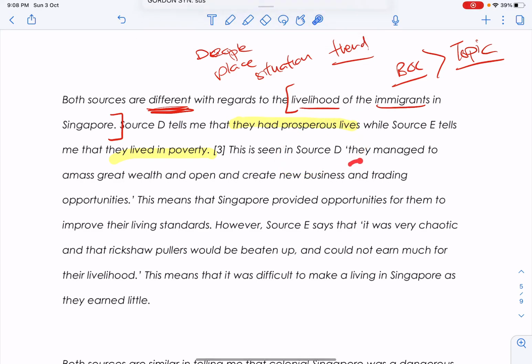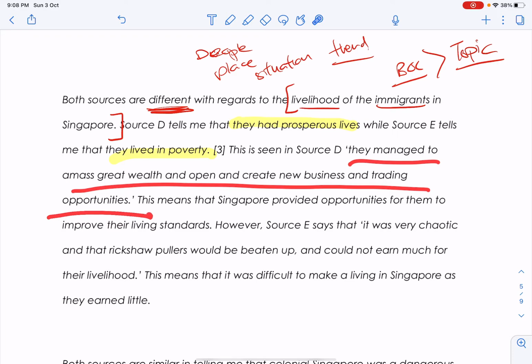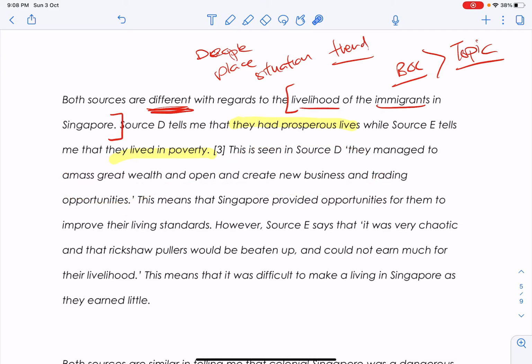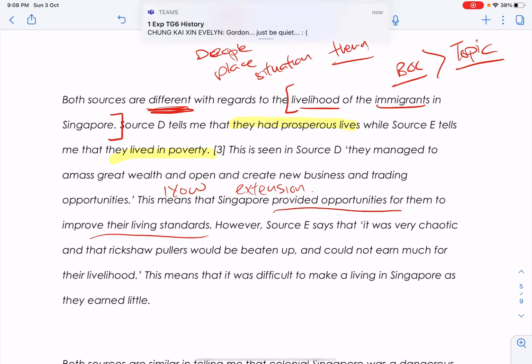So source D evidence. How do I know that the livelihood is prosperous? Well, because they amassed great wealth, with new businesses and opportunities. Then after that, you explain. Explain it in your own words. Make sure it's in your own words and it's an extension of evidence, same thing as your inference criteria. In your own words, extension of evidence. This means that there are opportunities provided for them to improve their living standards.